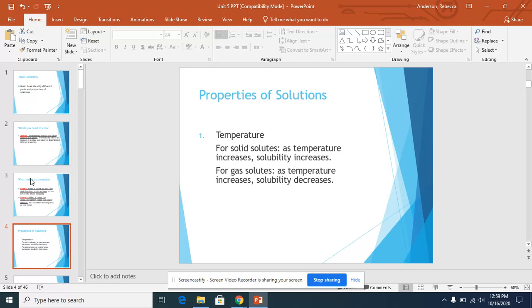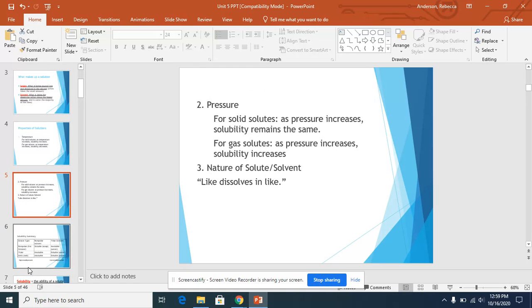Okay, different properties of solutions. We're just going to kind of talk about this a little bit. So for temperature, if it's a solid, as temperature increases, solubility increases, which means it could be mixed in a little bit easier. For gas solutes, as temperature increases, solubility decreases. For pressure, for solid solutes, as pressure increases, solubility remains the same. And for gas solutes, as pressure increases or gets higher, solubility decreases. Like dissolves in like, which we'll talk about more in the next slide.